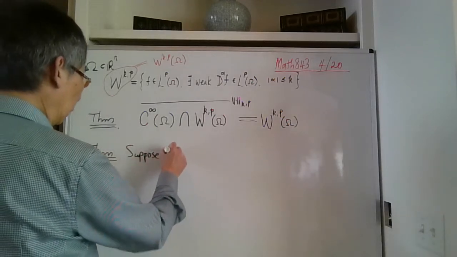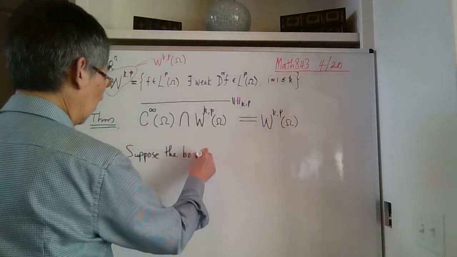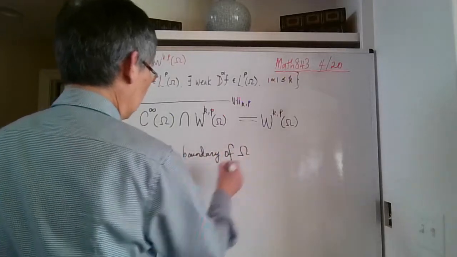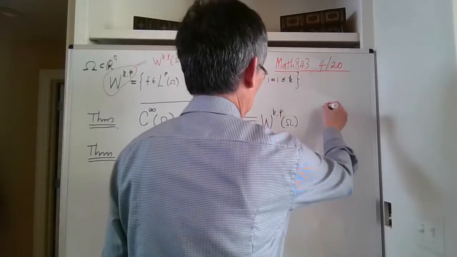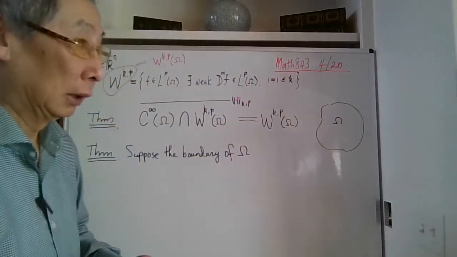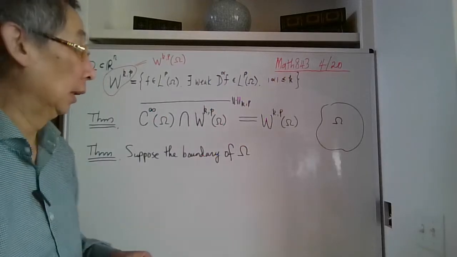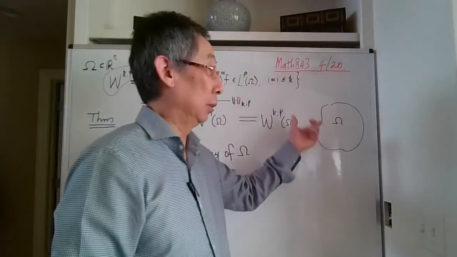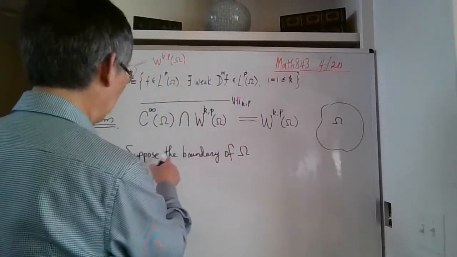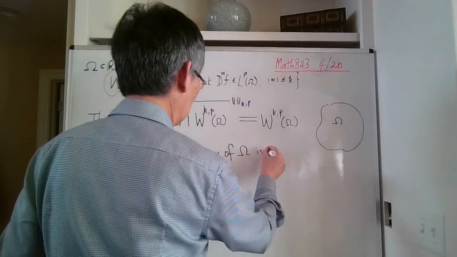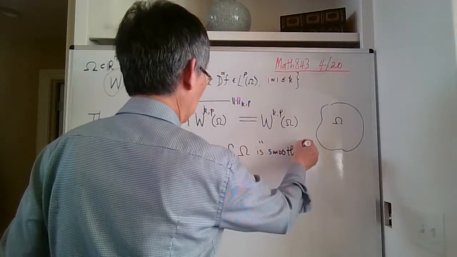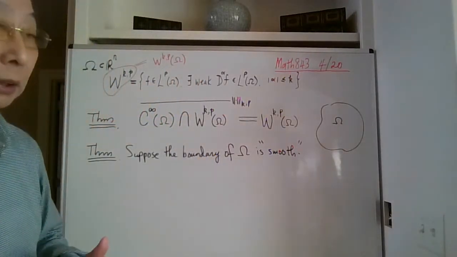the boundary. Now what do I mean by the boundary of Omega? Let's say this is Omega. The boundary is basically a lower dimensional hypersurface. In the two-dimensional case, you can see this boundary is just a curve. So what we assume here is the boundary is smooth.